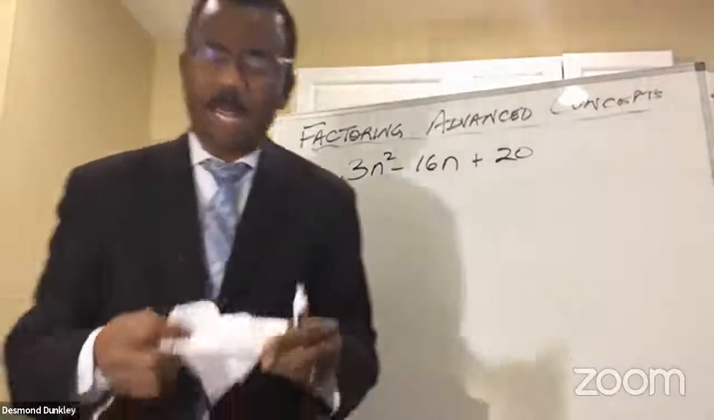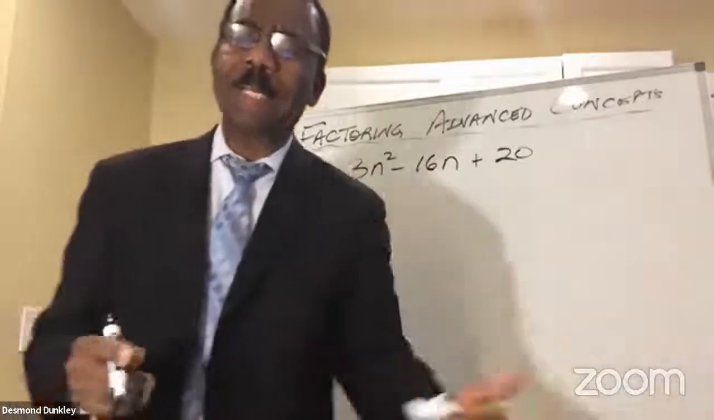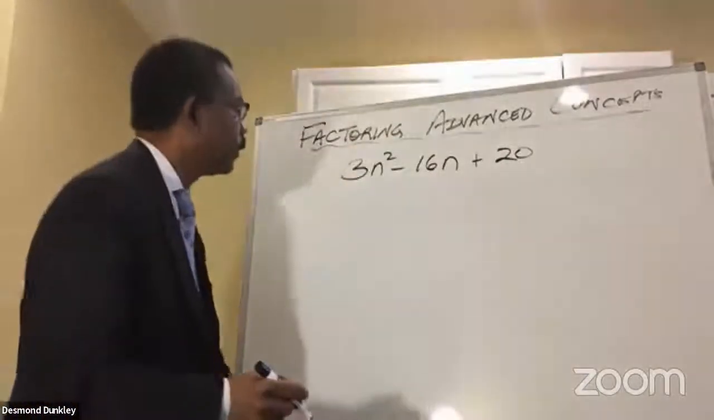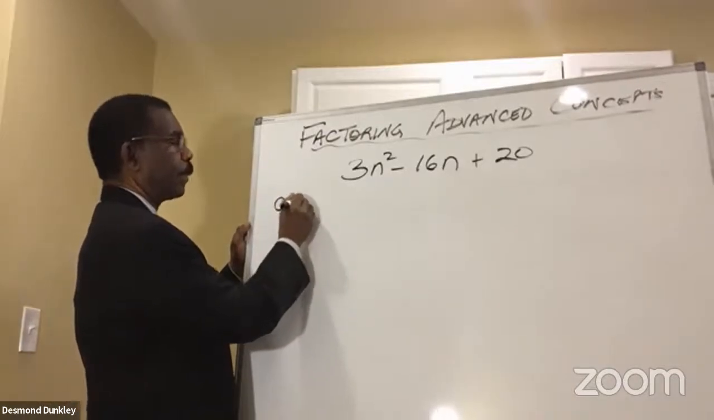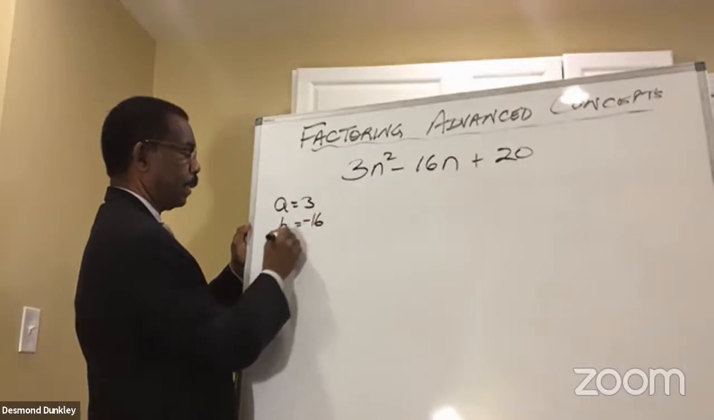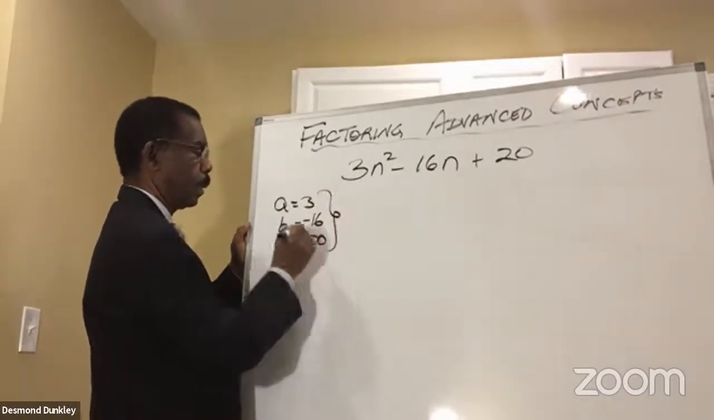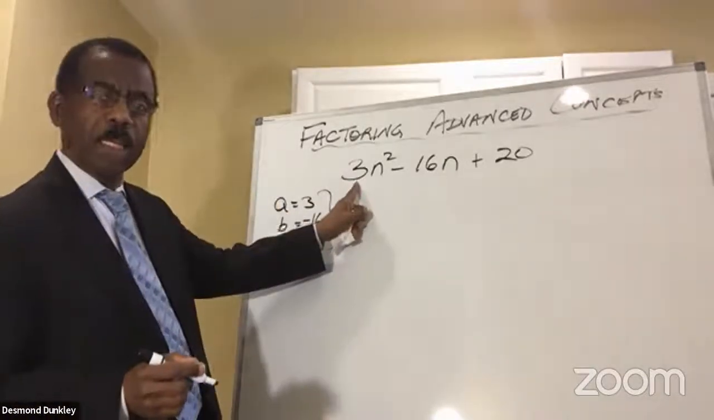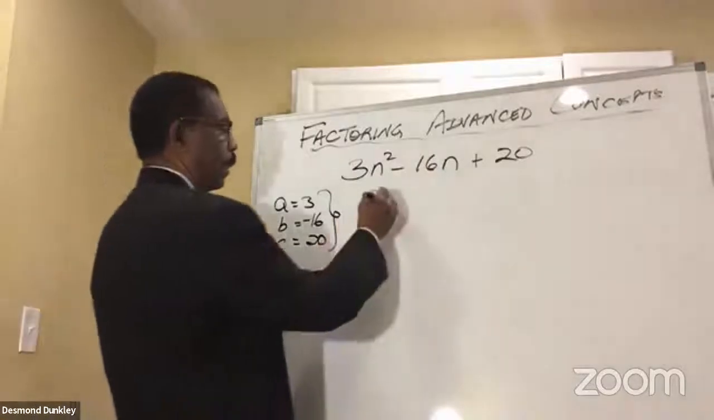Because I'm from Jamaica, I give this process a name. I call it the AC dance. So let's go. A equals 3, B equals negative 16, and C equals 20.